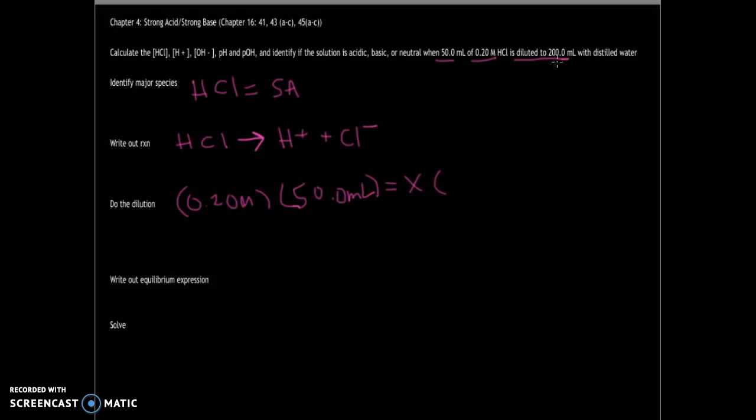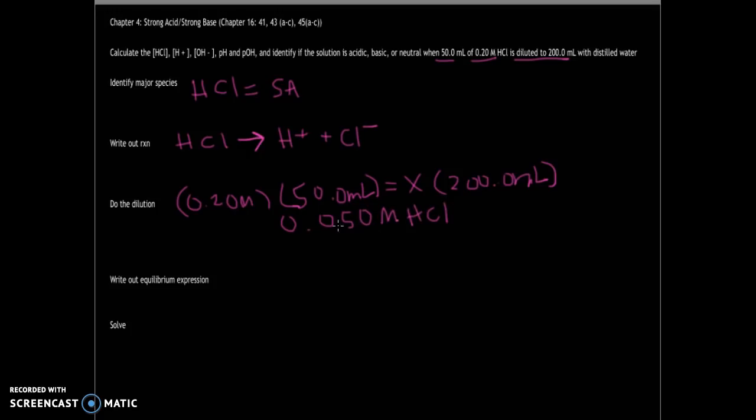And what is V2? Is it 200 or is it 250? Well, this word diluted to means this is your final volume. So final volume is 200 milliliters. Okay? So you divide both sides by 200 to get the new molarity. And I'm pretty sure it is 0.050 molar HCl. Okay? So that's what we have for the concentration of the acid.